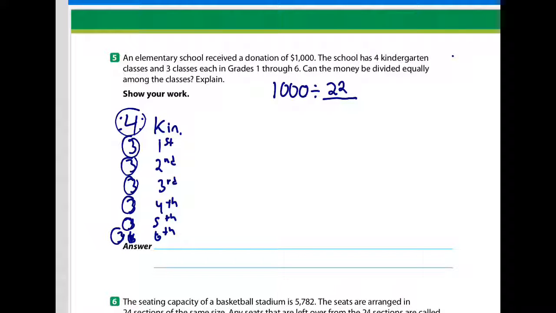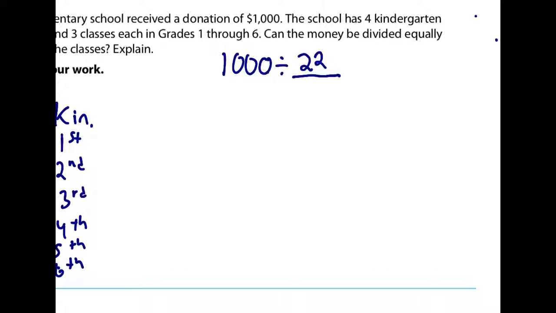Okay. Now, I don't know. Maybe it can be. I don't think, because I think 1,000 can only be divided by a number that ends in a 0 or 5 evenly. So I think because 22 doesn't end in a 0 or 5, it's not going to be able to. But what do you say we check it out? So let me do 1,000 divided by 22.